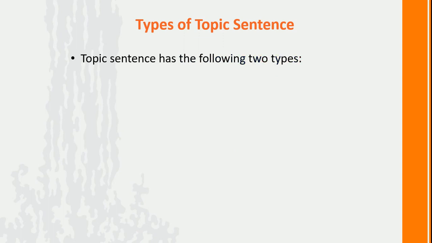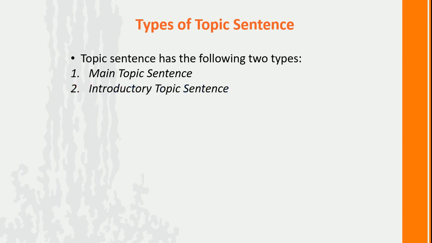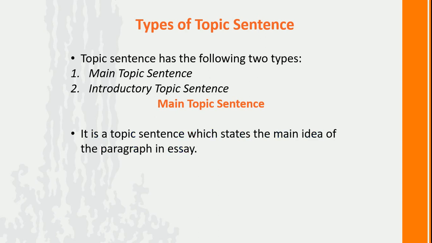Now, types of topic sentences. Let's talk about the types of topic sentences. How many types of topic sentences do we have? We have two kinds of topic sentences. The first is the main topic sentence, and the second is the introductory topic sentence. Now, what is a main topic sentence and what is an introductory topic sentence? We will explain this now. Okay, let's study this. First, we have the main topic sentence, right? It is a topic sentence which states the main idea of the paragraph in an essay.